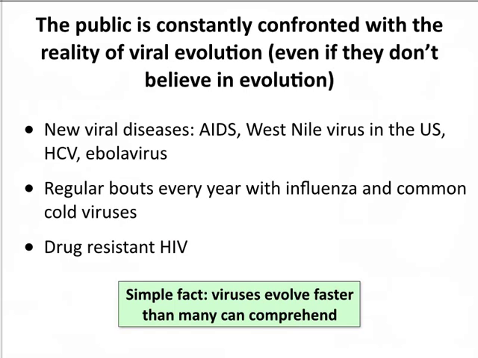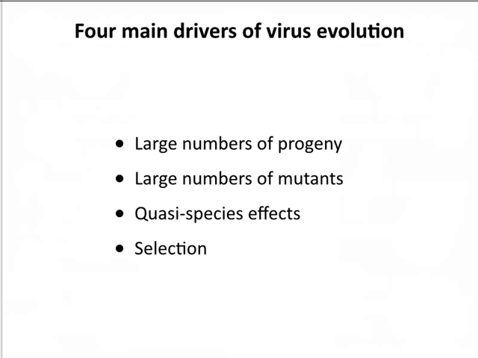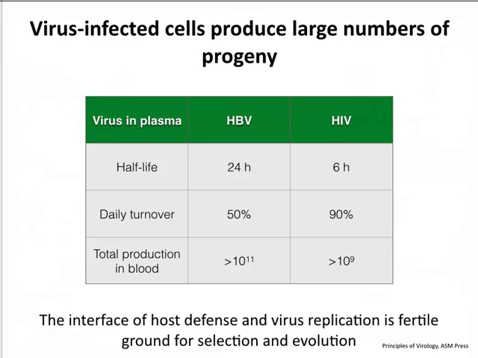And it happens every day right in front of you. There are 4 drivers of virus evolution: making a lot of progeny, making a lot of mutants, what we call quasi-species effects, we'll talk about what that is in a moment, and selection. So these are the 4 parameters that make evolution work, and needless to say, you should know what they are and what they mean. They're very important. We'll talk about them today.